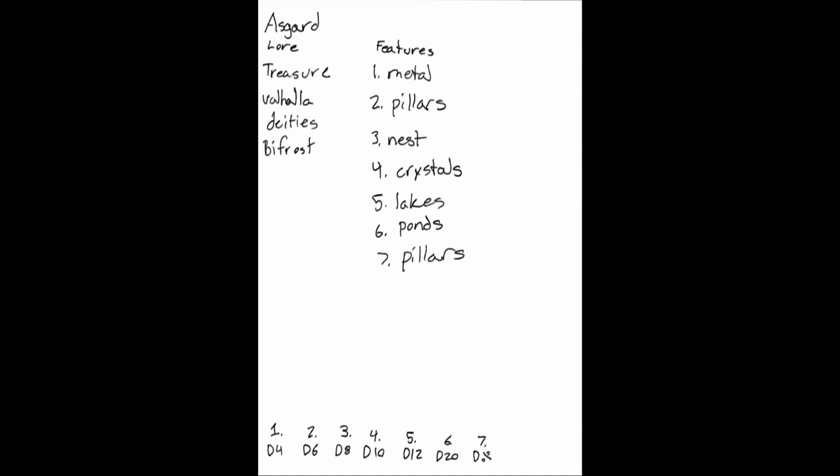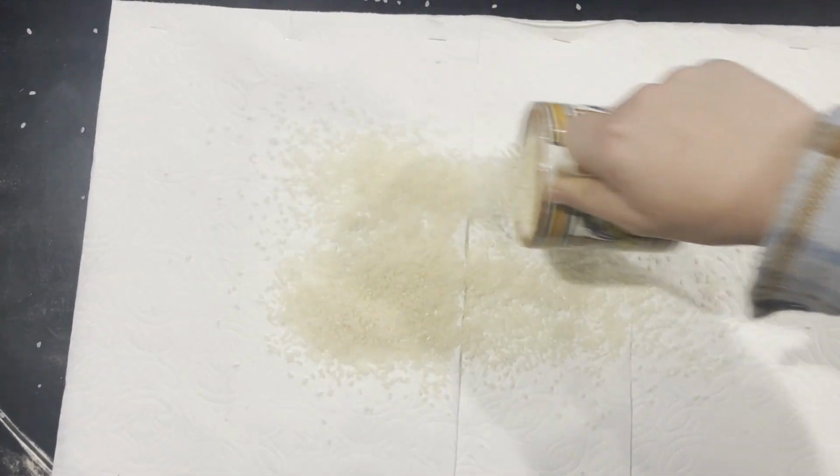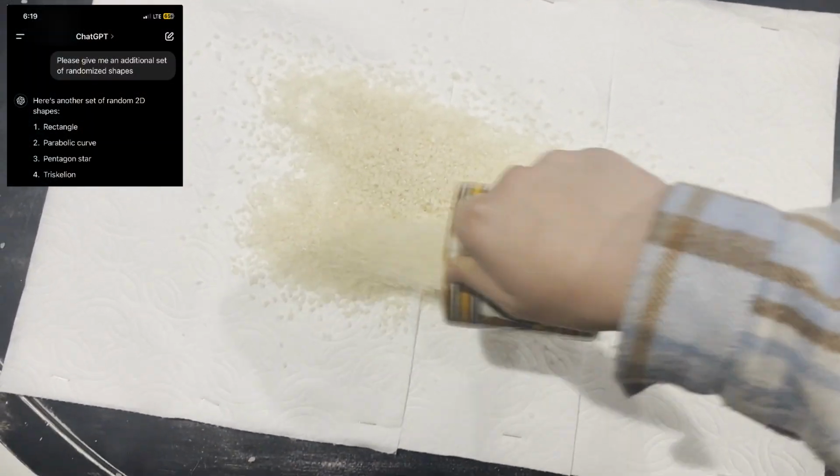Then we have features. 1 is fossils. 2 is ruins. 3 is nest. 4 is sandbar. 5 is fossils. 6 is high point. 7, molten metal. I'll explain myself on a couple of these. 7 is molten metal in relation to that metal river I told you about.